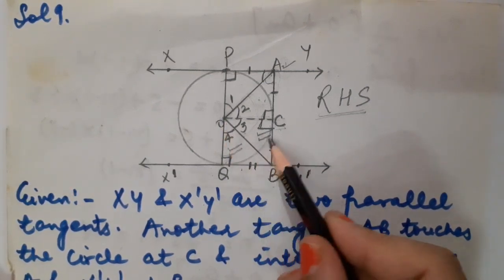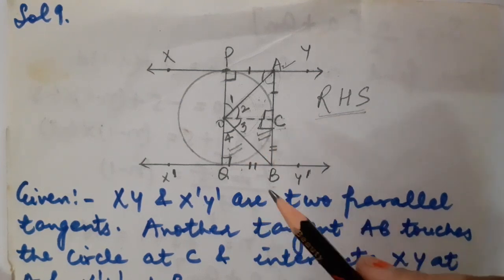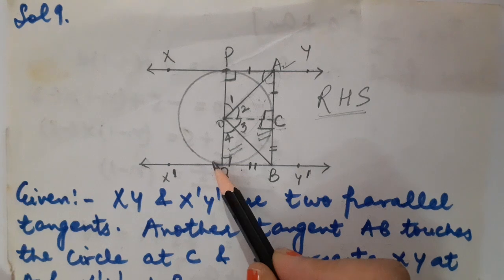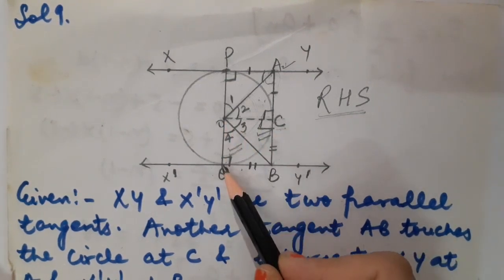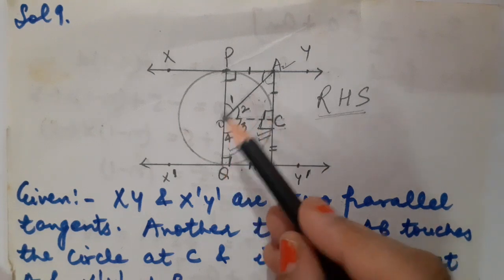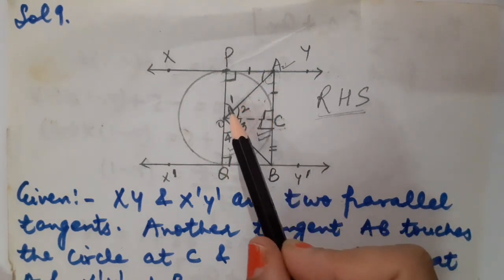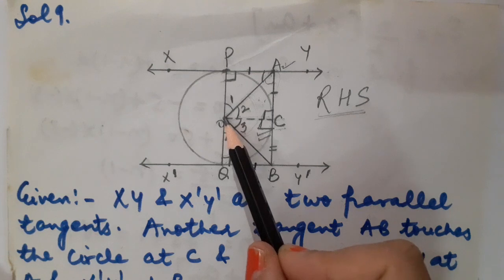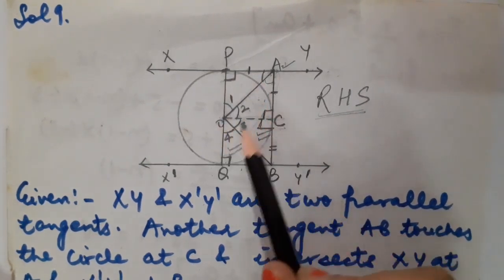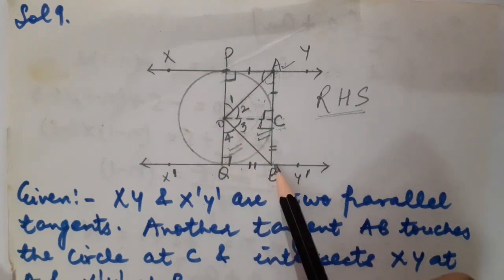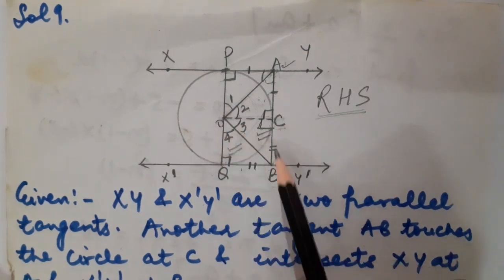So either you can apply by RHS criteria or you can apply triple S also. How triple S? BC is equal to BQ, OB is common and OC is equal to OQ. Why? Because they both are the radii of the circle. So through this I have proved that triangle OPA is congruent to OCA. In the same manner I have proved OQB is congruent to OCB.